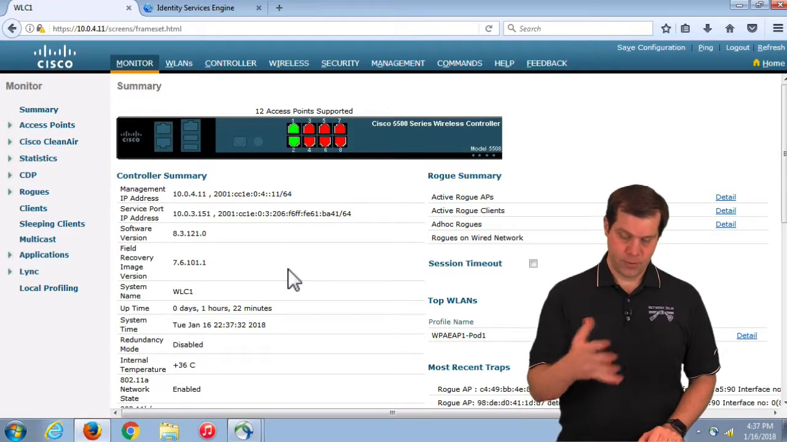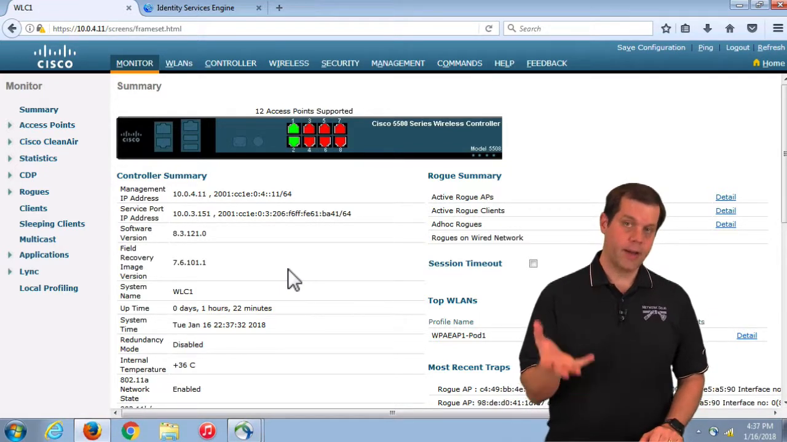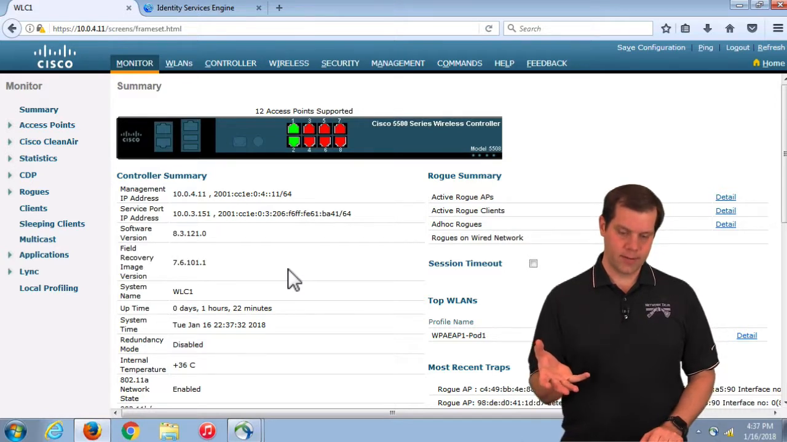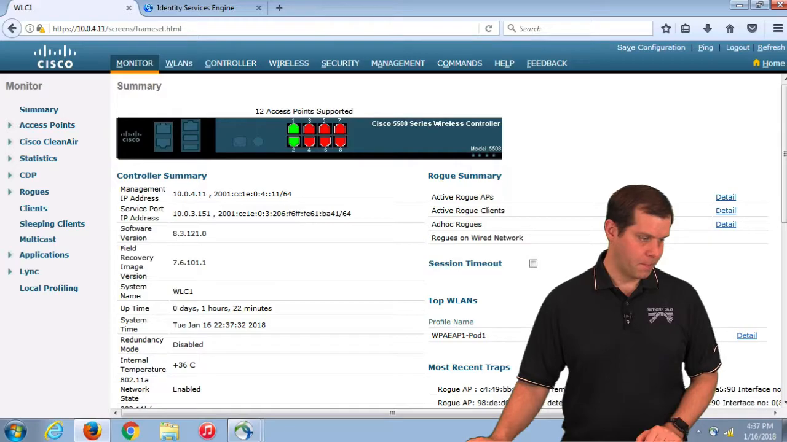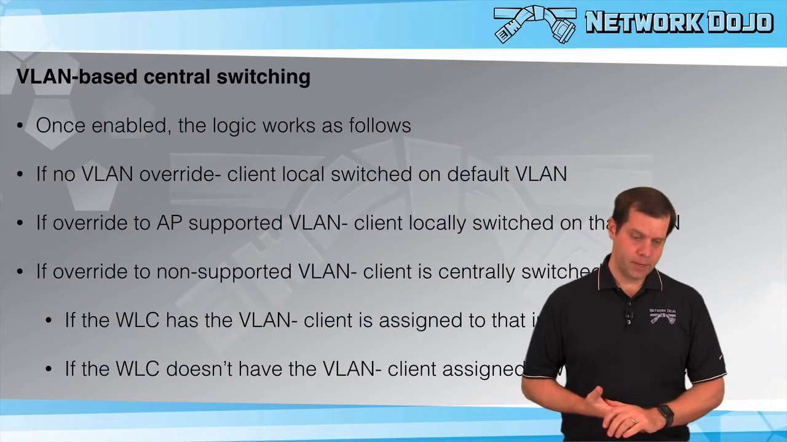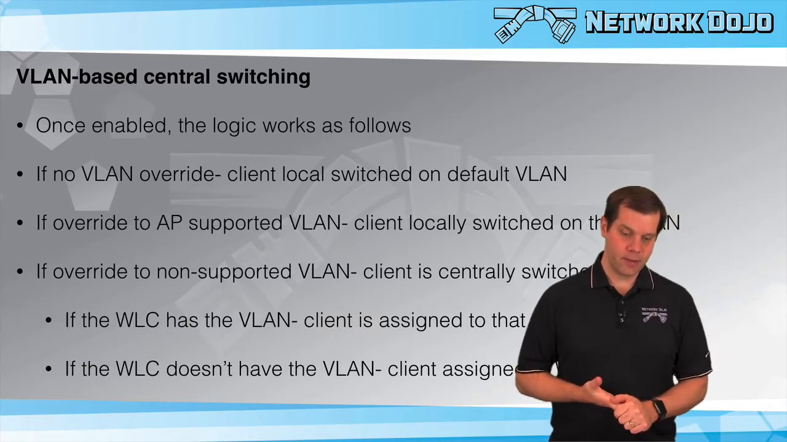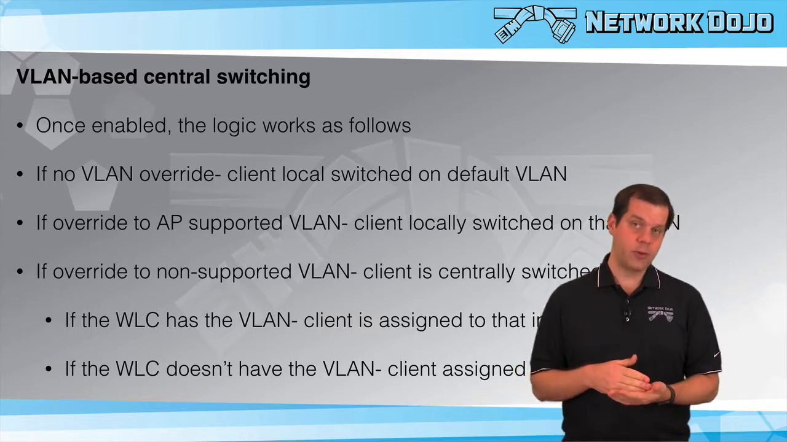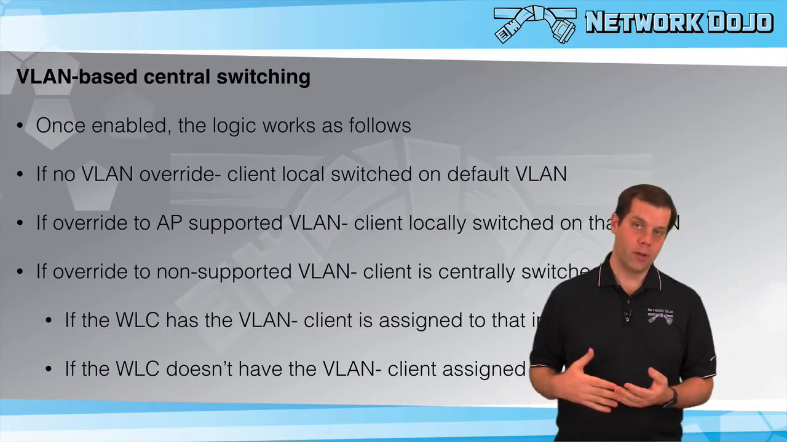All right, so that's getting the VLAN overrides working. Now that we understand how to make a VLAN override work, let's use that in this next technology here, and that's going to be VLAN-based central switching. This is the first technology that we're going to look at that allows us, on an individual WLAN, to have some traffic centrally switched and some traffic locally switched.